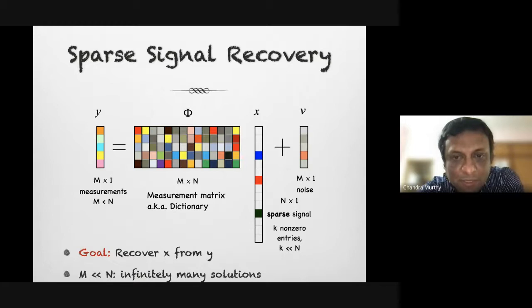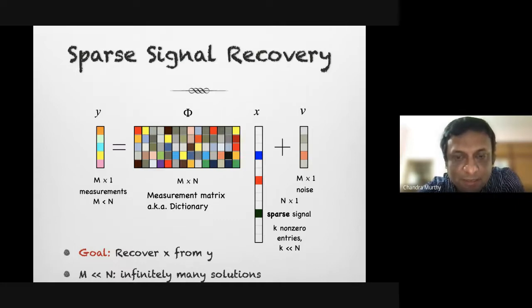In particular, if you take any one x that satisfies y equal to phi times x, then you take any x prime which lies in the null space of phi. And because phi has many more columns than rows, it necessarily has a non-trivial null space, meaning that its null space, in fact, is of dimension at least n minus m. And so there is an n minus m dimensional space which contains lots and lots of vectors such that phi times x prime is equal to 0.